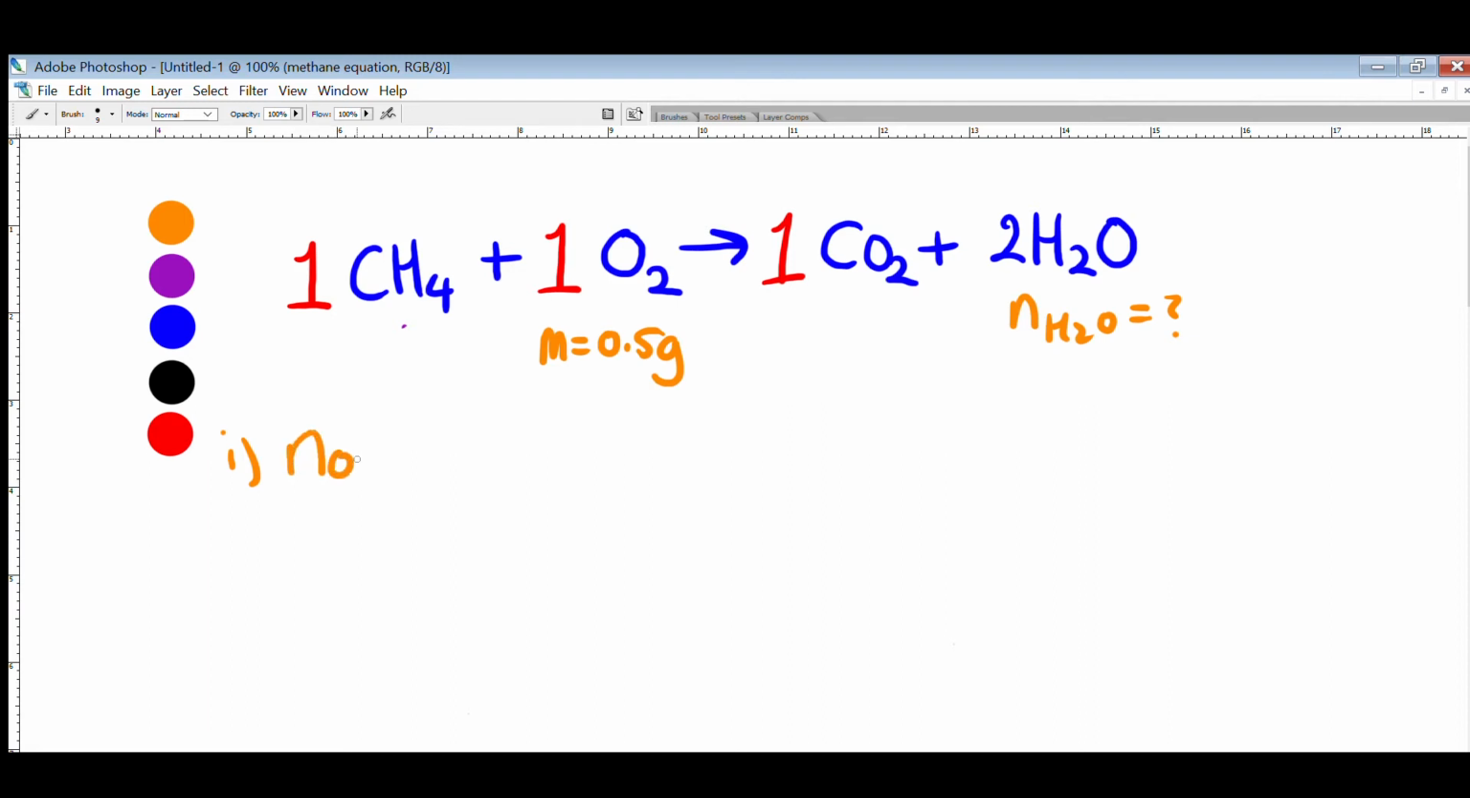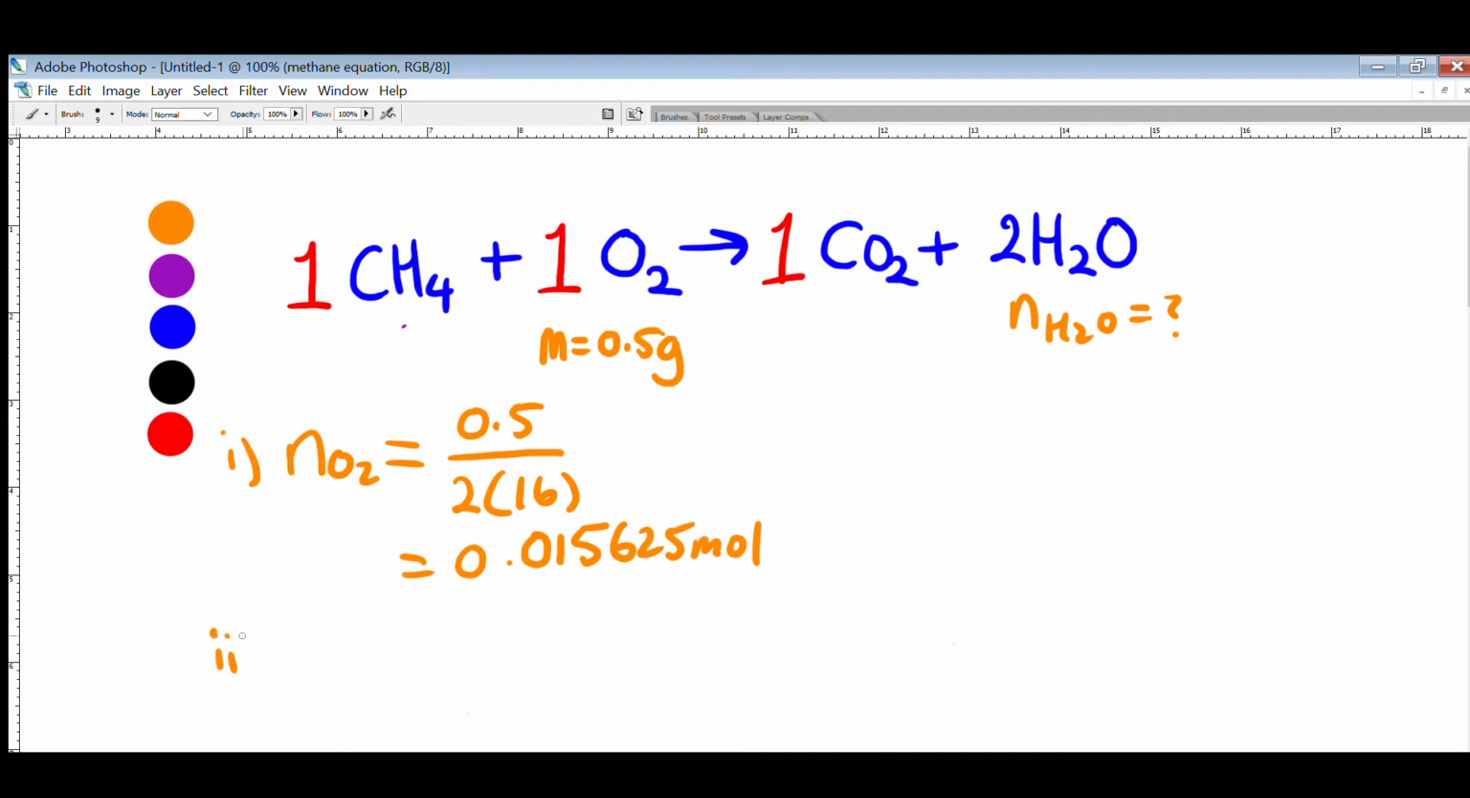So moles of the oxygen, as you've been noticing, I like to label everything. I think it's really important to label things because it can get quite complicated and quite confusing pretty fast if you don't label things. So we've got mass, which is 0.5, and it's in grams, over the molar mass, which is 2 multiplied by 16. And if you calculate that, that would give you 0.015625 moles.